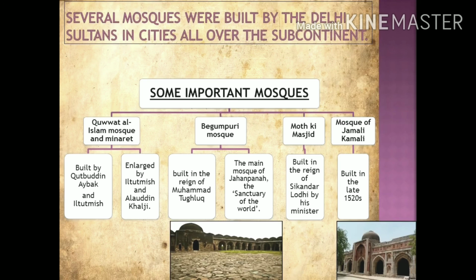Then children, several mosques were built by the Delhi Sultans in cities all over the subcontinent. For example, Quwat al-Islam Mosque and Minaret, built by Qutbuddin Aibak and Iltutmish, and Iltutmish and Alauddin Khalji expanded it as well. Then Begumpuri Mosque, it was built during the reign of Muhammad Tughlaq. This mosque was the main mosque of the city of Jahanpana, and Jahanpana was also called the sanctuary of the world. Then Moth Ki Masjid, it was built during the reign of Sikandar Lodi by his minister, and then Mosque of Jamali Kamali, it was built during the late 1520s.